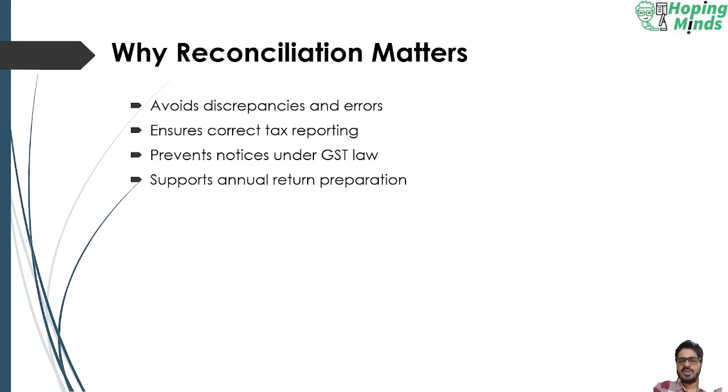So mismatches between GSTR 3B and 1 can attract notices under section 73 and section 74 of the CGST Act. Also, if our data are reconciled, that is our books and our GST returns are reconciled with each other, then it is very easy and convenient to file the annual return at the end of the financial year.